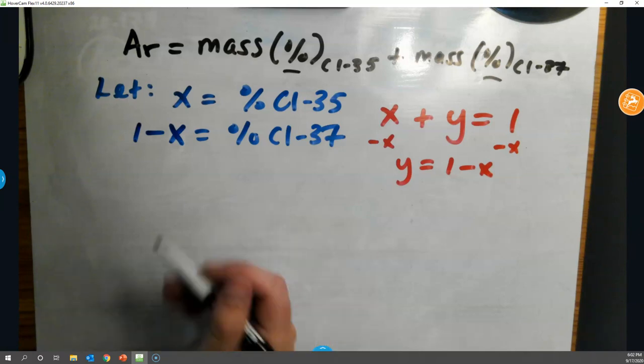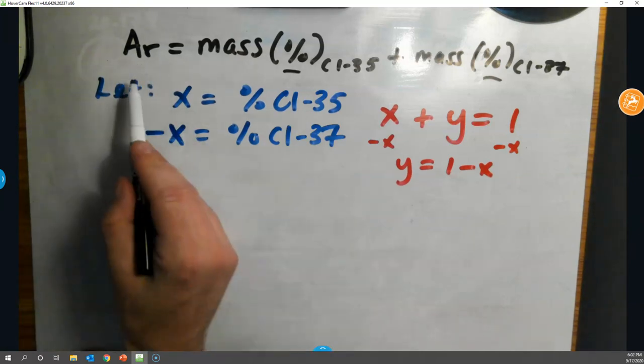Okay, so A sub r is the relative atomic mass.